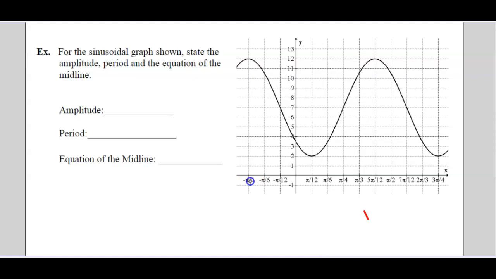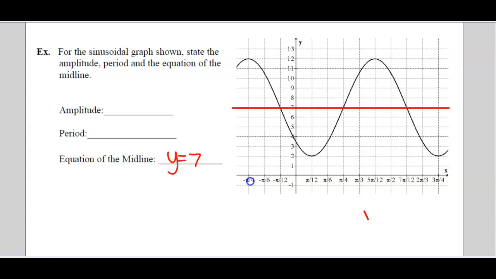My minimum is 2. So halfway in between is the average. All of you know how to get your average. You do it when you get a test, right? Add them and divide by however many. So 12 plus 2 is 14, divided by 2 is 7. Sometimes you can tell really easily where it is. So I draw a line across. That's your midline. So my equation of the midline is y equals 7.